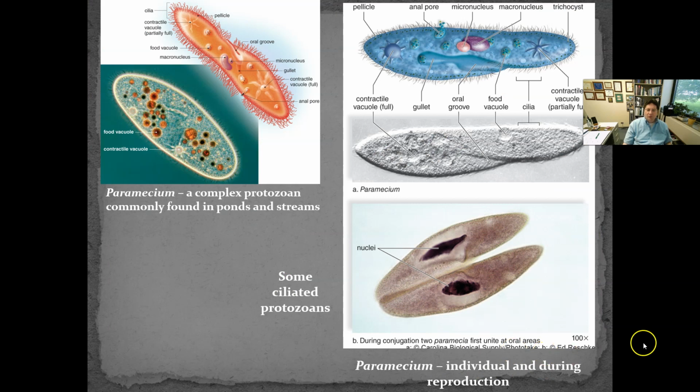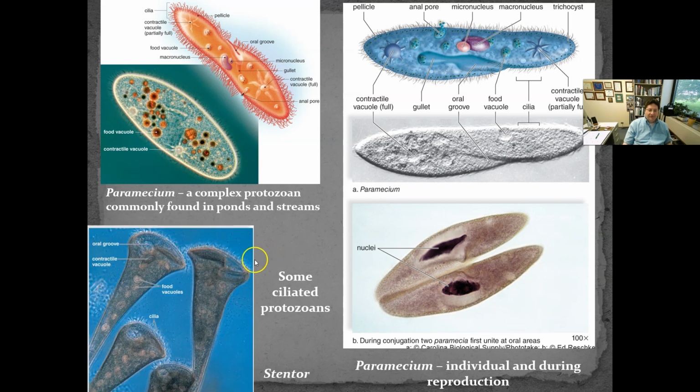Here are some that move by cilia. This paramecium here is not parasitic. It's very common in freshwater. Notice all the cilia around it for movement, also for feeding. Here we see it again here, and two of them together. Okay. This is one called Stentor. Kind of looks like a cone, but we can see the cilia around the top of the cone here.